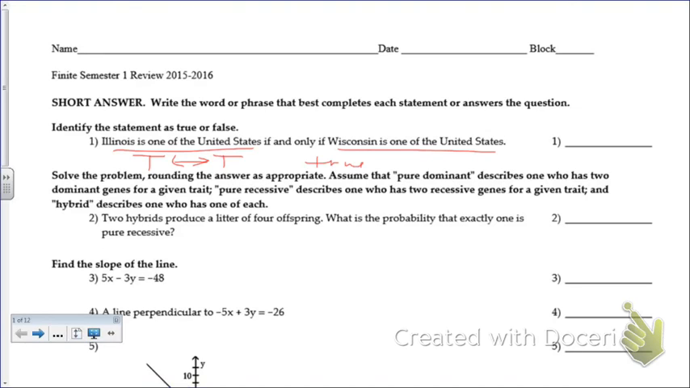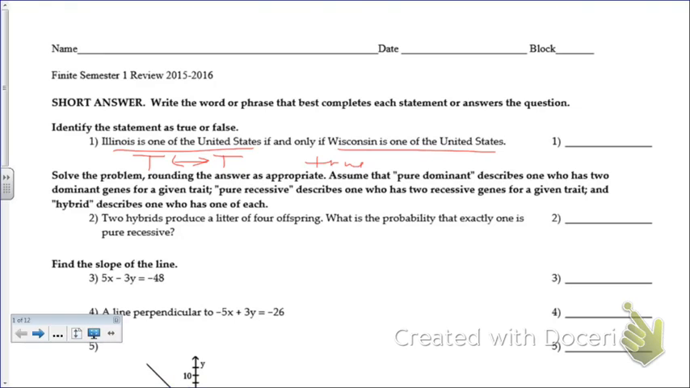Number 2, solve the problem rounding the answer as appropriate. Assume that pure dominant describes one who has 2 dominant genes for a given trait. Pure recessive describes one who has 2 recessive genes for a given trait. And hybrid describes one who has one of each. So we have 2 hybrids that produce a litter of 4 offspring. What's the probability that exactly one is a pure recessive?